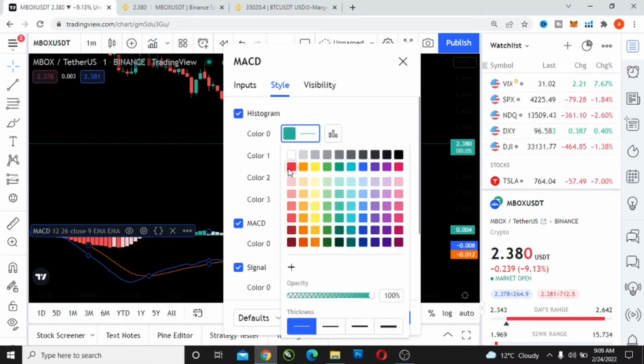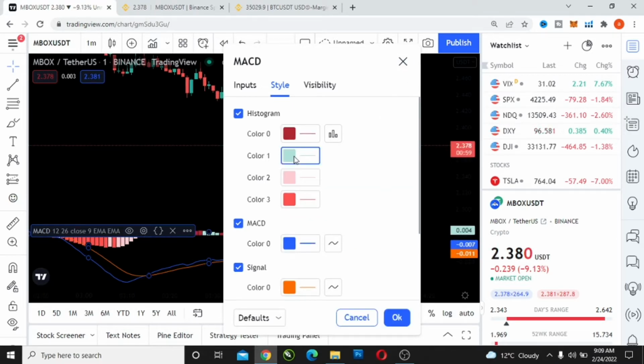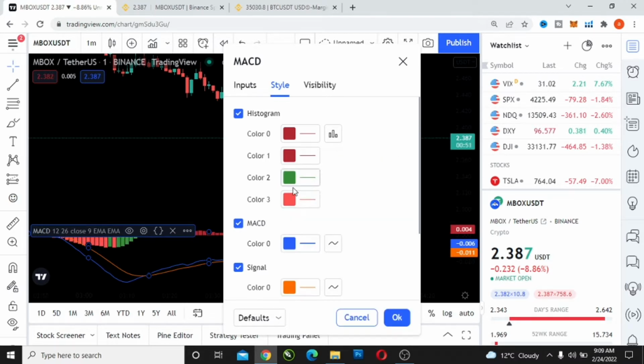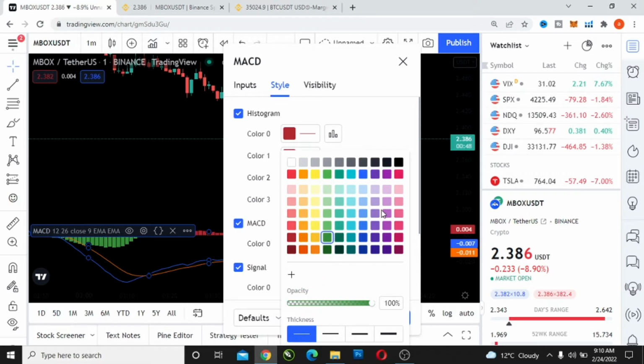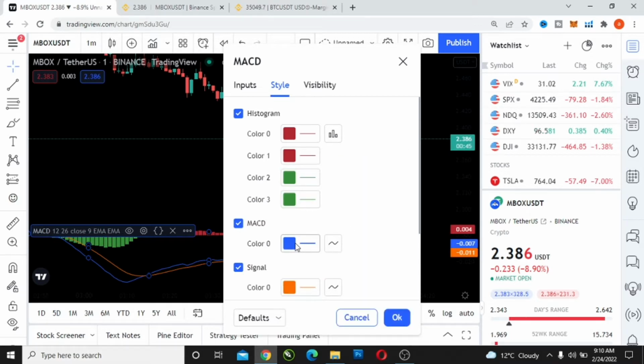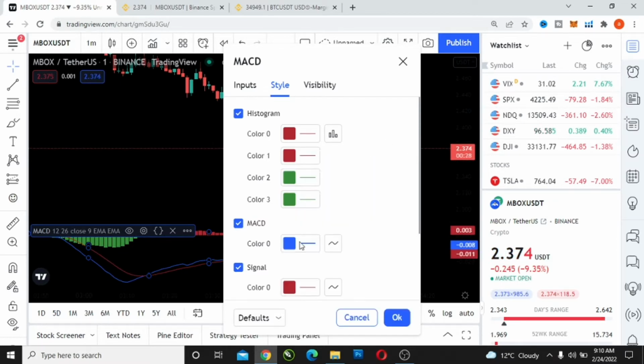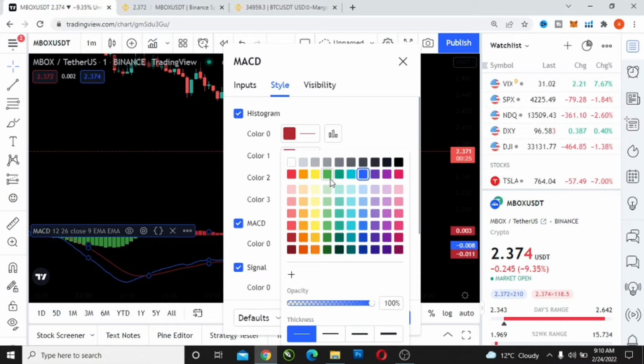I'm going to make the colors red. Likewise for color 1, I'm again choosing the same color. For color 2, I'm going to choose the green color. For color 3 again, I'm choosing the green color. Now this MACD is actually this blue line, and the orange line that you can see over here is the signal line. So I'm going to choose signal as red and MACD as green.